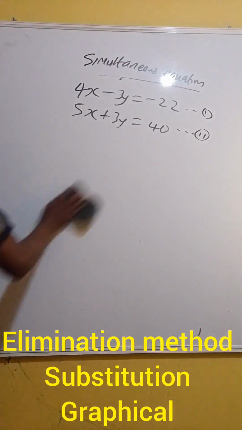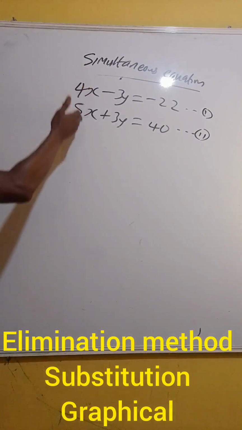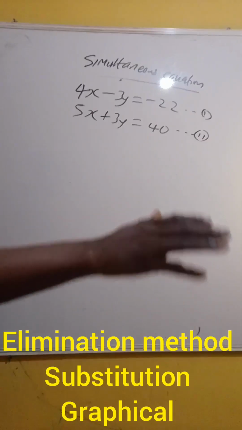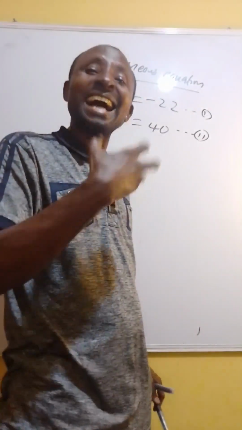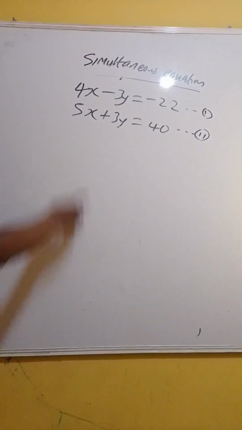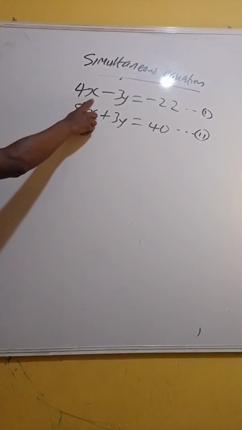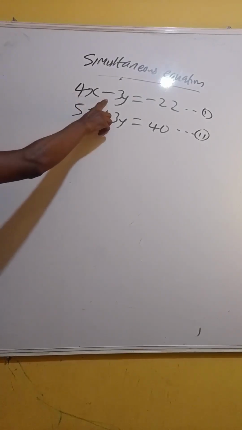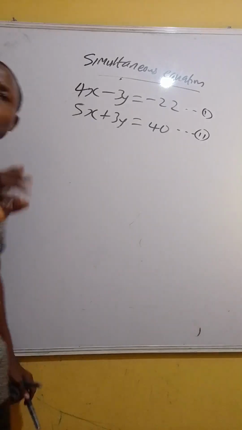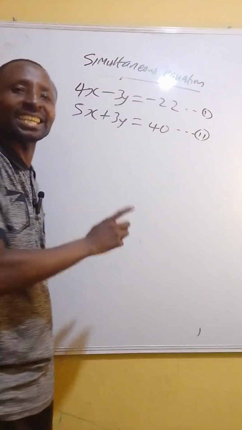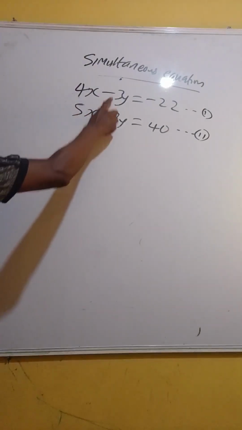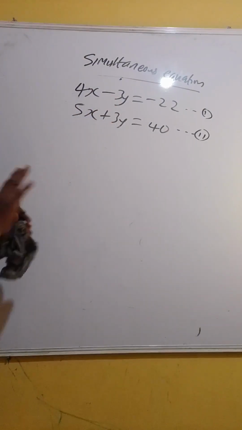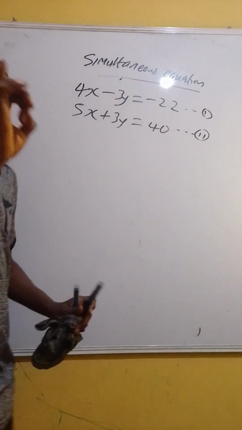Now, how do we use this? Look at the coefficients of x and y in the two equations. What is a coefficient? A coefficient is simply a number attached to a letter. In 4x, the coefficient of x is 4. In minus 3y, the coefficient of y is minus 3. So look at where they have the same coefficient: minus 3 and 3. They are the same number but different signs.